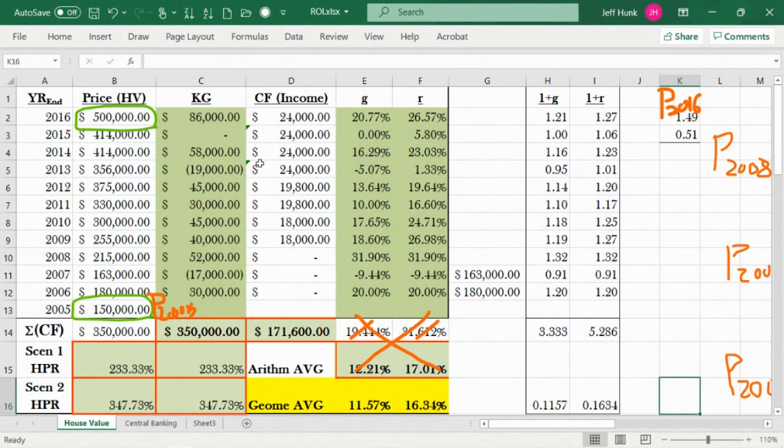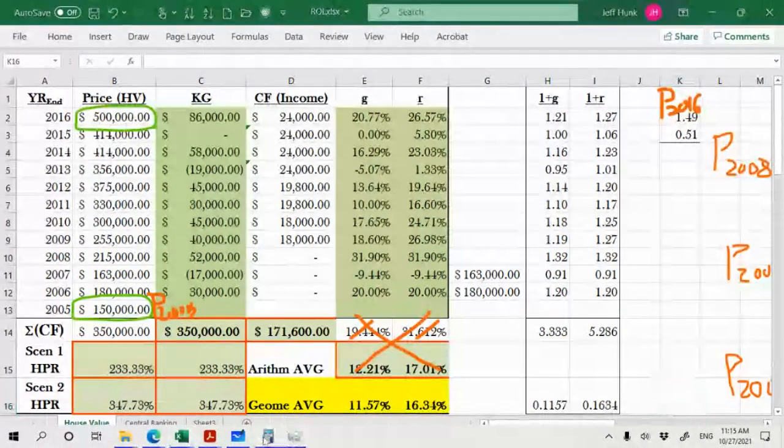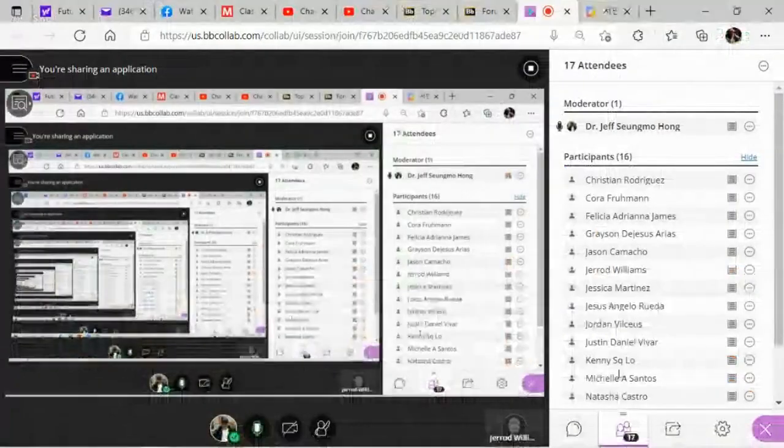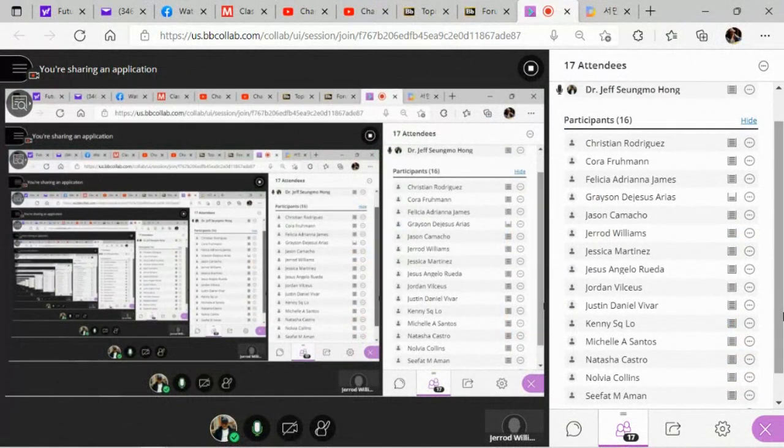Does anyone remember scenario one and scenario two? Anybody? See, you forgot already. Nobody remembers the difference between scenario one and scenario two.